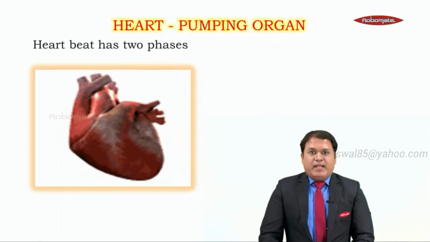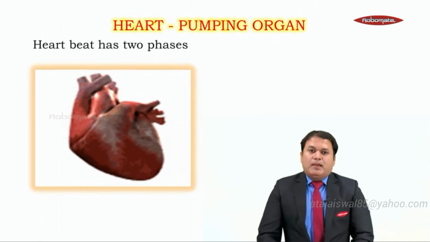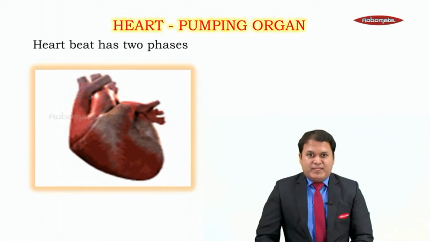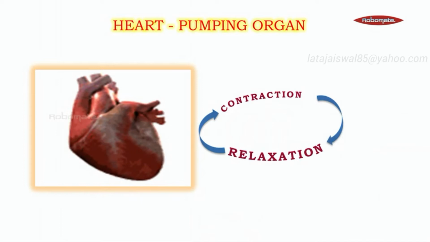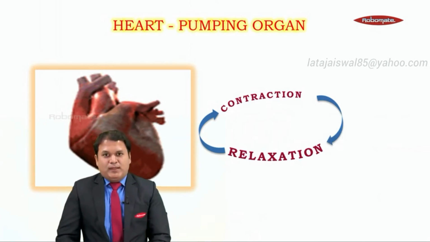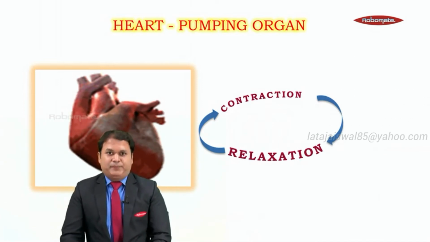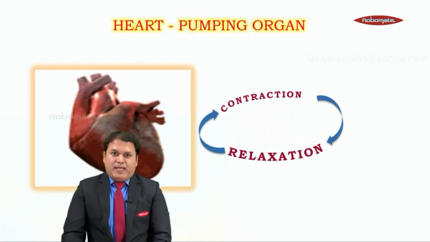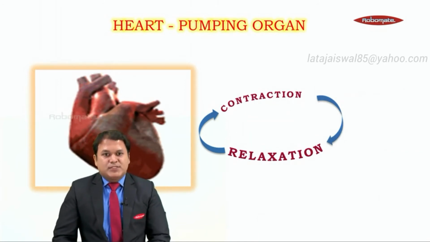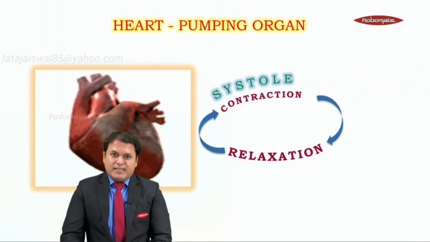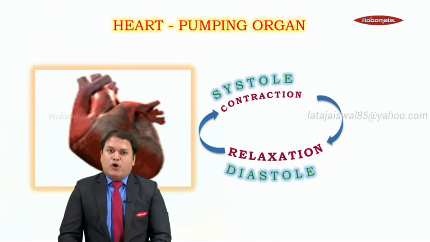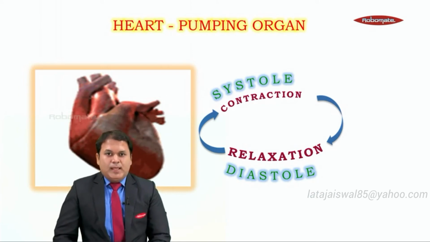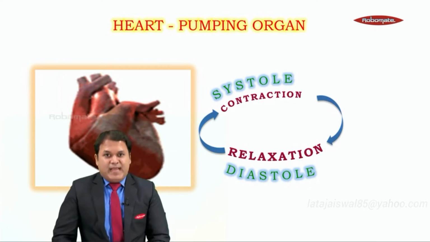Now let us understand how this pressure is generated. Now you know that the heartbeat has two phases, that is the contraction phase and the relaxation phase. Since the heart is a muscular organ, it keeps on contracting and relaxing. Now the contraction phase of the heart is called the systole, whereas the relaxation phase of the heart is called the diastole. So we have two phases, the contraction phase, that is systole, and the relaxation phase, that is diastole.